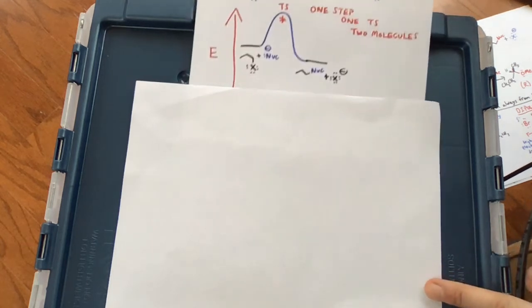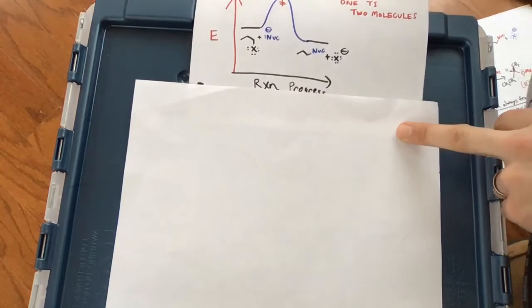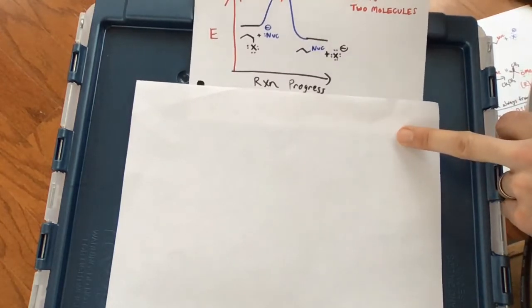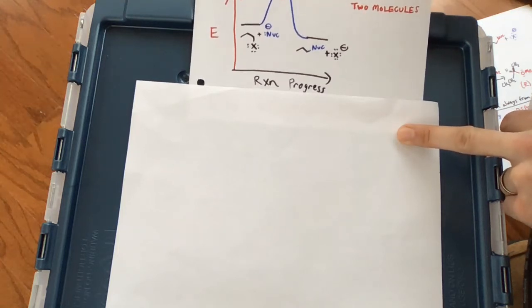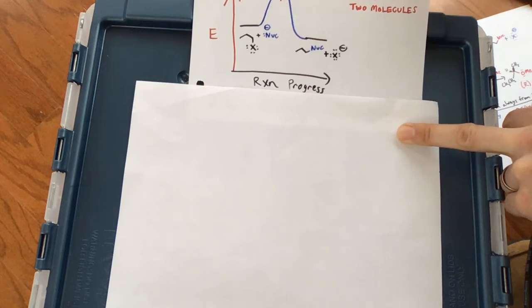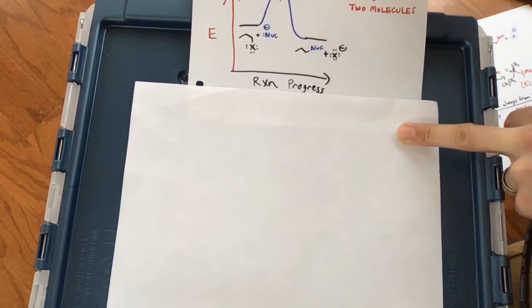And the reaction profile for this reaction looks something like this, where you have the reactants on the left. Energy is always increasing and the reaction progress is always going to the right. You have the reactants on the left. They have to go through a transition state with an activation energy, and once that energy is met, then they go on to products. This is a one-step reaction. It happens with one transition state, and if you notice, there are two molecules that have to participate in this reaction. The alkyl halide must be attacked physically by the nucleophile.